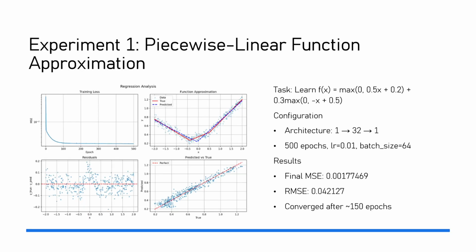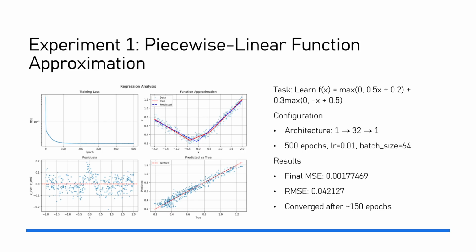Our first experiment tests the network's ability to approximate a piecewise linear function with added noise. We used a simple architecture with 32 hidden units. The network was trained for 500 epochs with a learning rate of 0.01. Looking at the results, the training loss plot on the top left shows a rapid initial decrease, then stabilization around epoch 150 at an MSE of 0.0018.